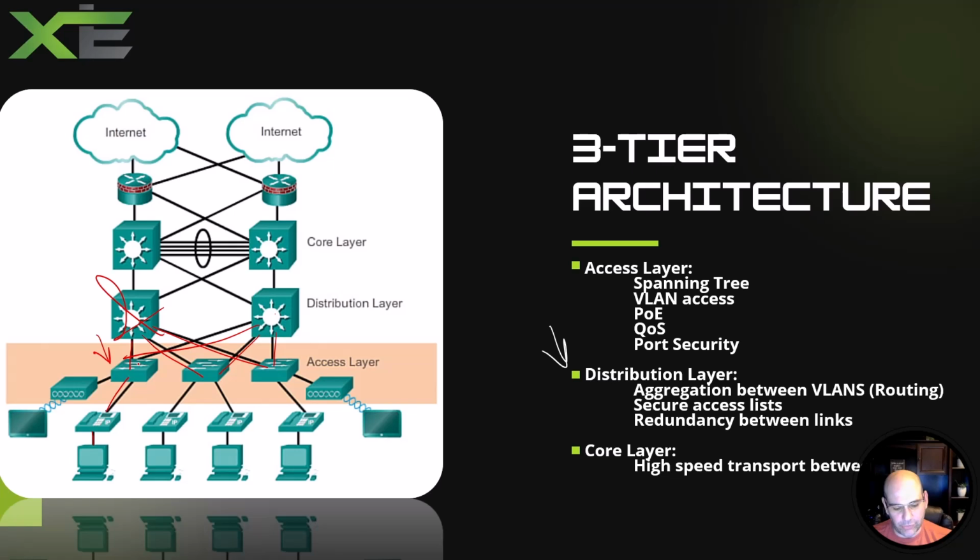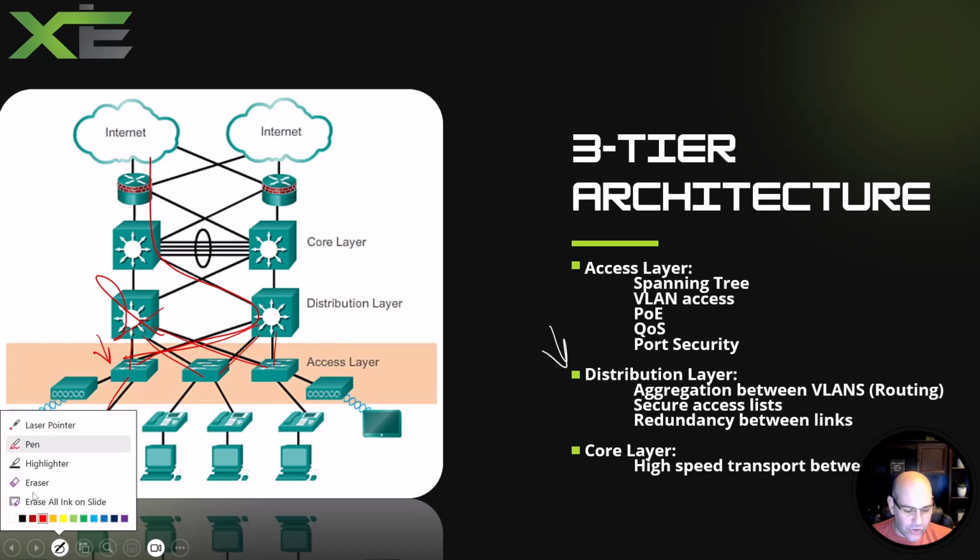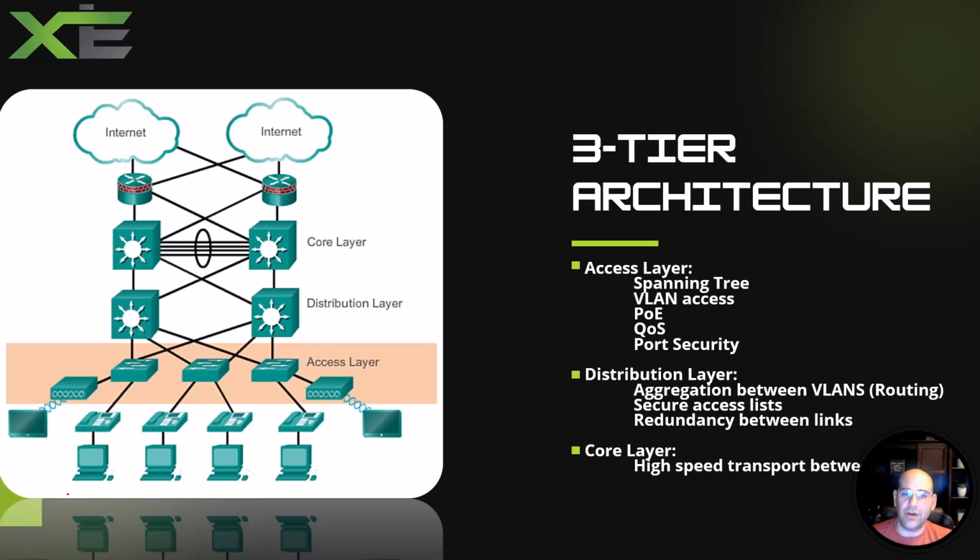So if this switch were to go away, this traffic may go through here and then go out that way, or something along those lines. So you're generally not going to have a ton of redundancy in your access layer. You're going to have more redundancy as you start to build out and get to your distribution layer.